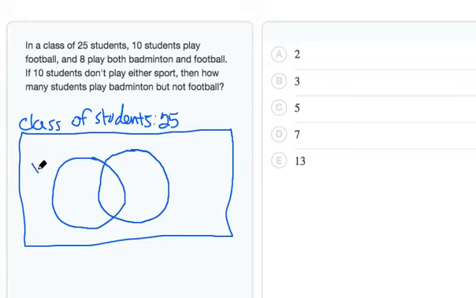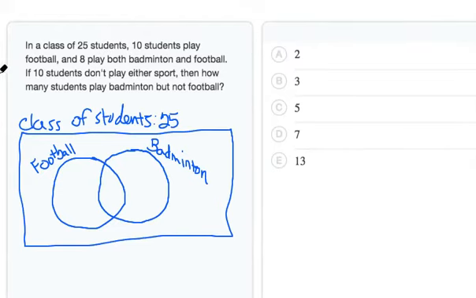This first circle, let's call football. It represents all the students that play football that are in the class. And then we have a circle for badminton. And these are all the students that would play badminton in the class. So let's go ahead and reread our question and extract some of the information from it. So we have that in a class of 25 students, we have that number down.